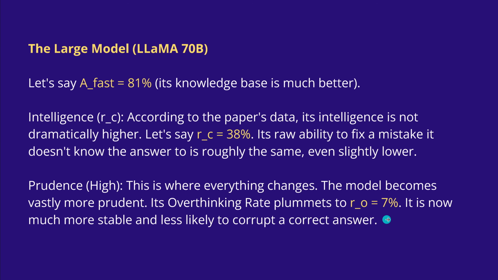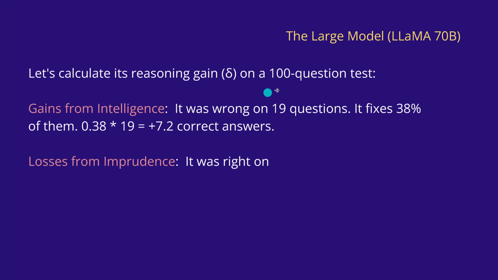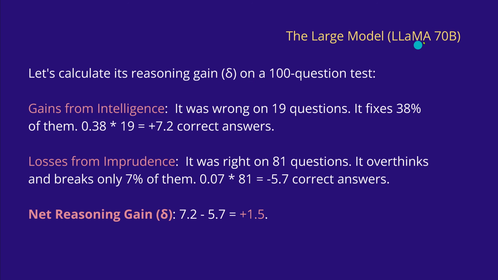And you might say, okay, so what is the net effect? So let's calculate this. Again, we have a 100 question test set, now with a Llama 3 70B model. Again, gains from intelligence plus 7, losses from imprudence minus 5.7, and the net reasoning gain is now plus 1.5. And I looked at this and said, what?